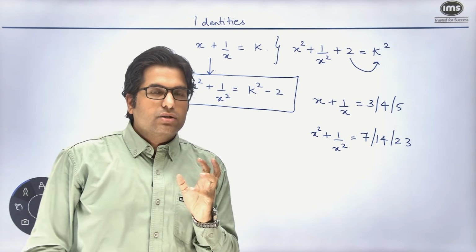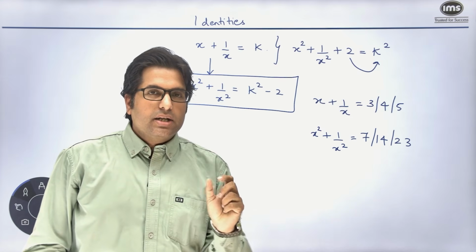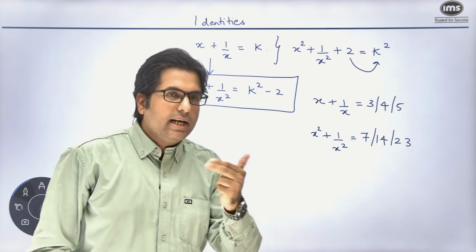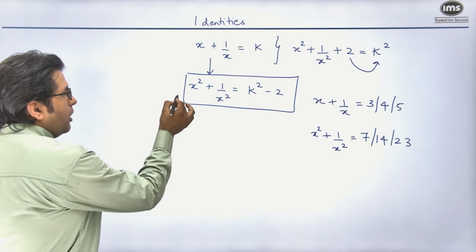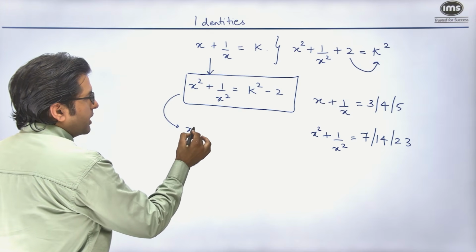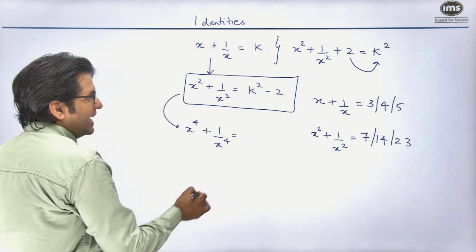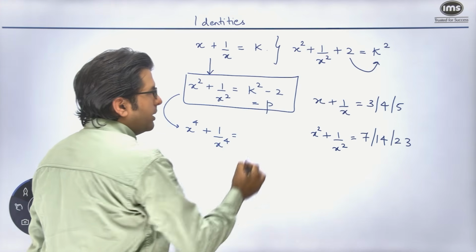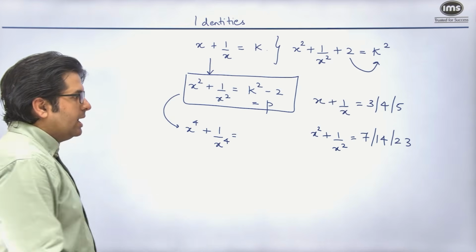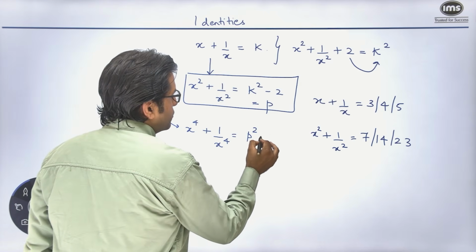Now, having understood this, just remember this transformation that you are squaring and subtracting 2. Why? Because now if we intend to go further and calculate x to the power 4 plus 1 by x to the power 4, can I say you can assume this k square minus 2 to be equal to p, and then essentially your answer will be p square minus 2.